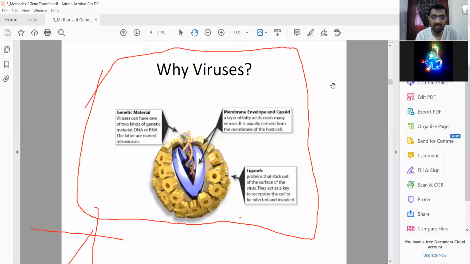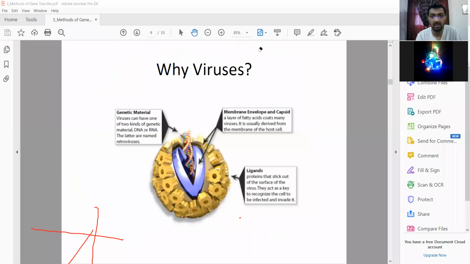Kindly, boys and girls, kindly remove these annotations which you have done. This creates a lot more problems.